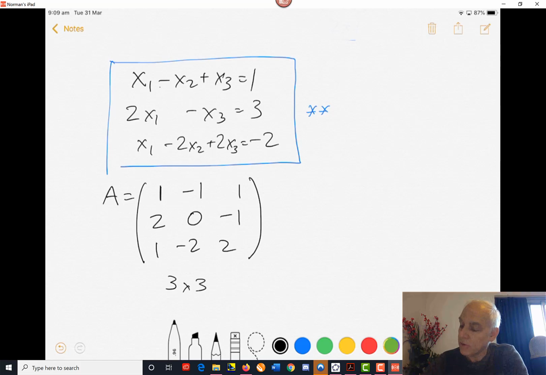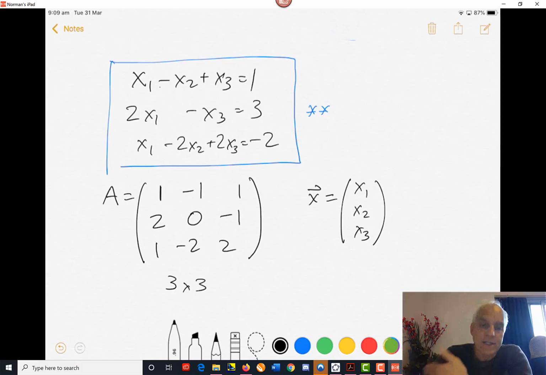The next ingredient is the vector of variables. There are 3 variables, x1, x2, x3, so we make a vector out of them. A matrix kind of includes the notion of a vector. A vector is a special kind of matrix, an array where there's only one column. So as a matrix, this would be a 3 by 1 matrix. And the other ingredient is what's on the right-hand side. Let's call that B. That's the vector 1, 3, minus 2.